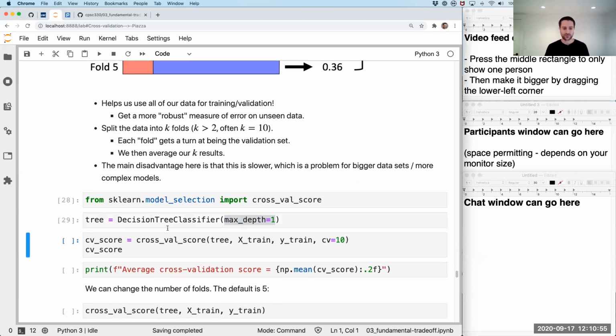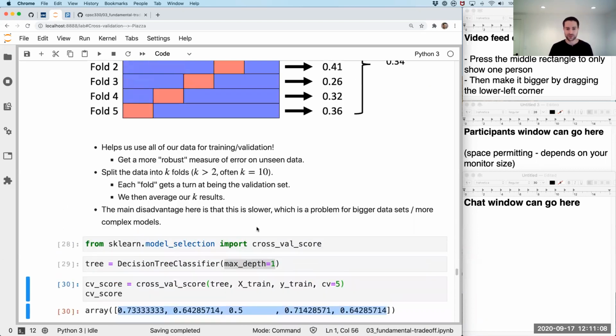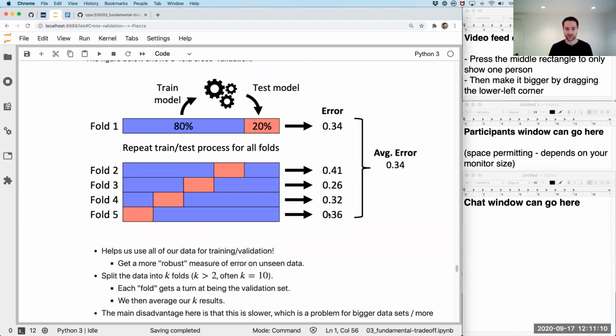And so with scikit-learn, we can do cross-val score. Here I'm setting CV equals 10. That means do 10 folds. Above we have 5 folds. I could do 5 for now as well. So what it's doing here is giving me 5 scores, which are basically these 5 numbers.